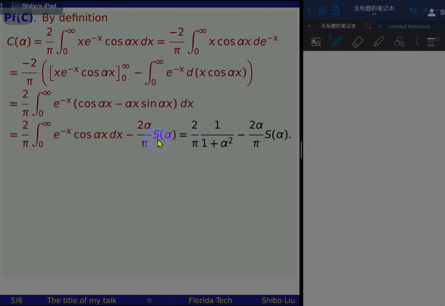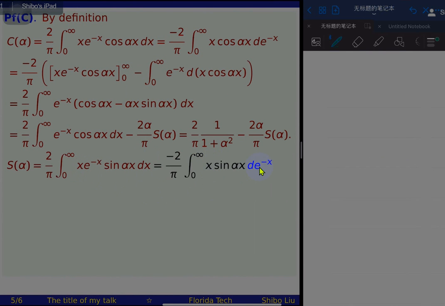And then the S alpha term we copy here. So we see that C alpha equals a known function subtract a multiple of S alpha. Okay. Similarly, we start with S alpha, that is the Fourier sine transform of our function. And computing as before, we move the exponential into the d so that we can integrate by parts. Okay, integrating by parts, we get this result.